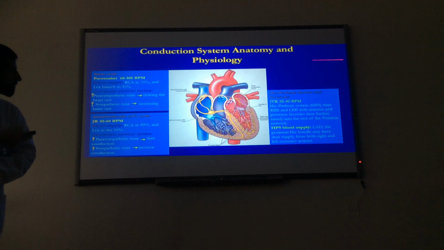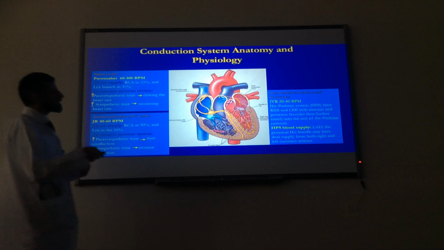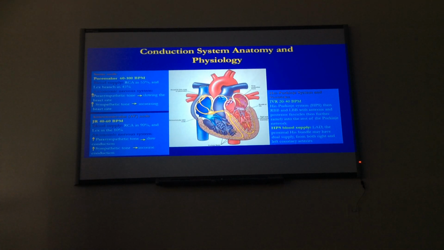The last part of the conduction system is the bundle of His, with the right and left bundles. We know the right bundle is only one bundle. The left has anterior and posterior fascicles, important when we discuss the conduction problem. Blood supply is mostly from the left anterior descending artery. The proximal part may have dual supply from the right and left systems, but mostly from the left anterior descending artery.